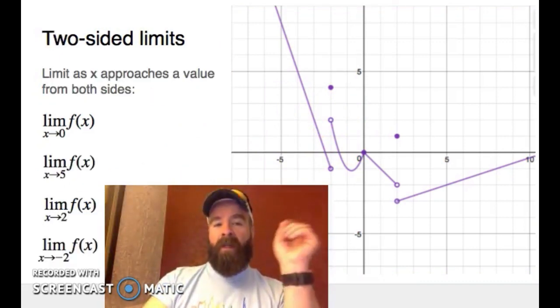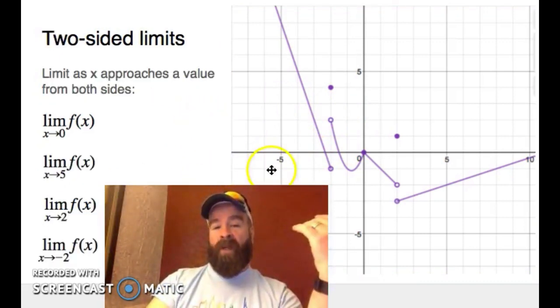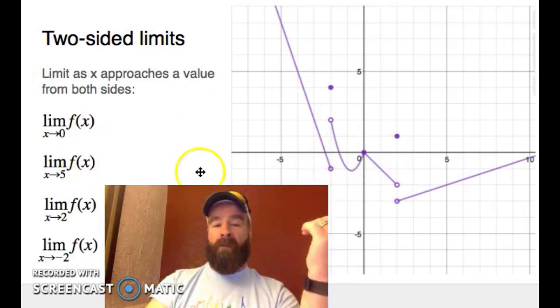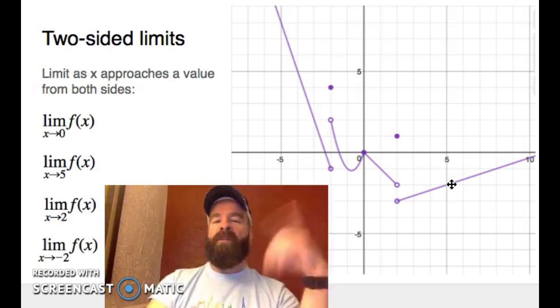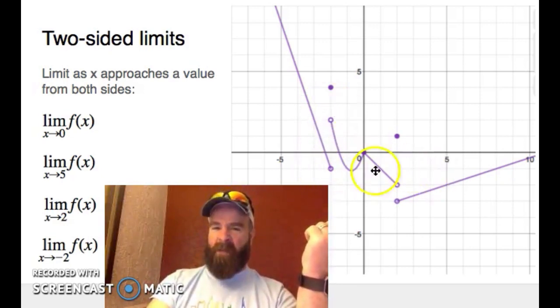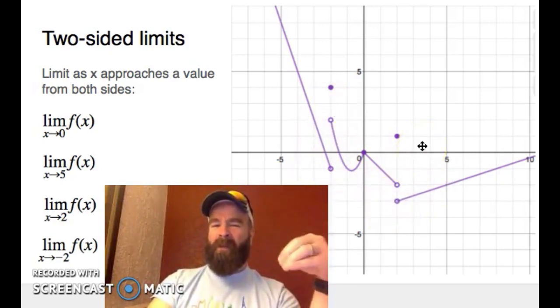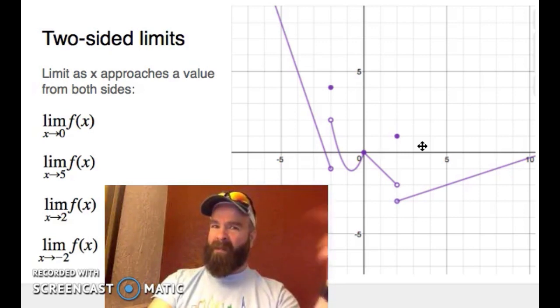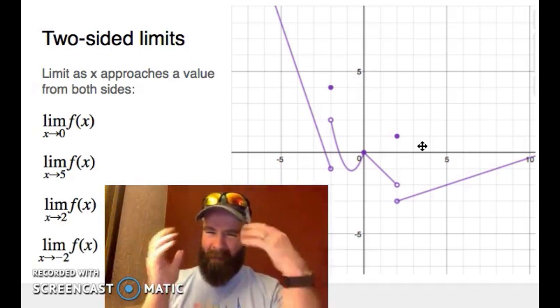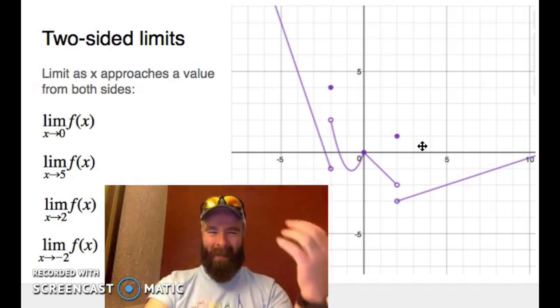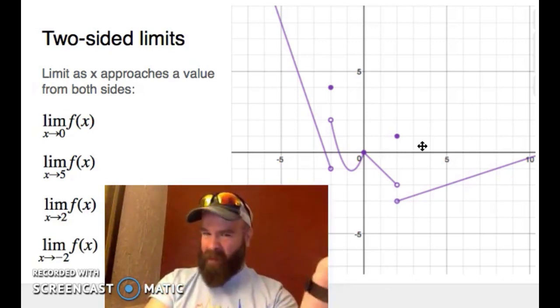Now, two-sided limits. The limit as x approaches a value from both sides. We talked about 0, we talked about 5. Those were both easy because they approach the same number from both sides. But 2 and -2 both approach different numbers from either side. So I can say what happens from the left and what happens from the right, but what would happen when I'm talking about from both sides, the two-sided limit?